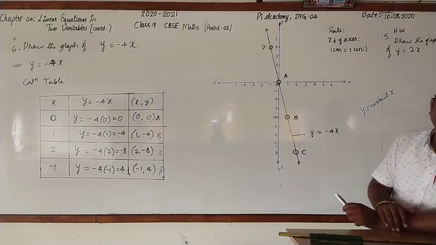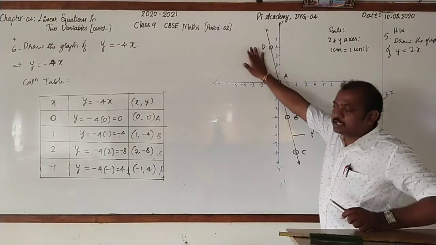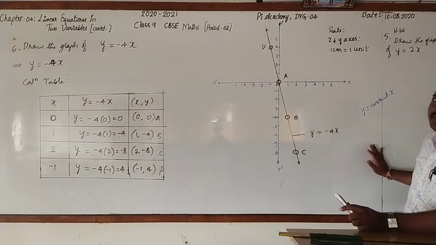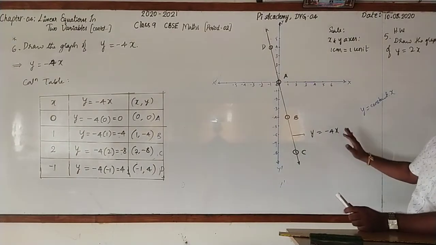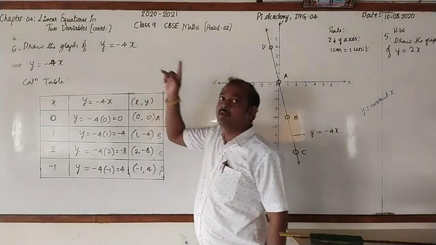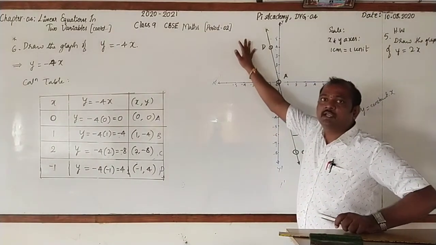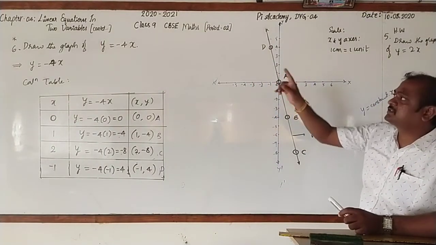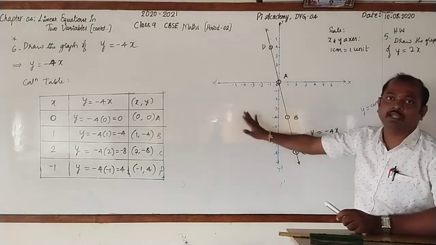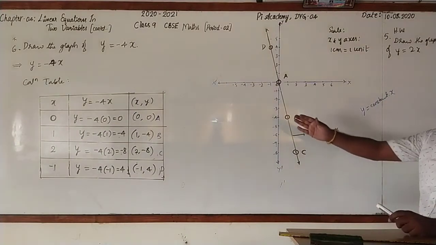But could you name the quadrants through which the graph has passed? Second quadrant, fourth quadrant. Did you understand? Very simple. Second and fourth. The reason is the constant is negative. When the constant is negative, the graph will pass through second and fourth. When the constant is positive, the graph will pass through first and third. Clear? Yes. Please go for writing.